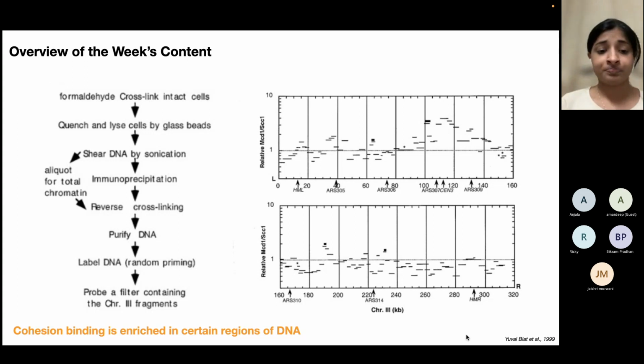This was an experiment conducted in 1999, and here we can see that on the y-axis they plot the relative presence of cohesin, and this is chromosome 3 of yeast. Along the chromosome, arranged from 0 to 320 kilobase pairs, there are certain regions, say around 115, where there is a higher association of cohesin compared to the others. These specific regions are what contain the cohesin, and this was conserved across multiple cells, and they concluded that this binding is enriched in certain regions of DNA.